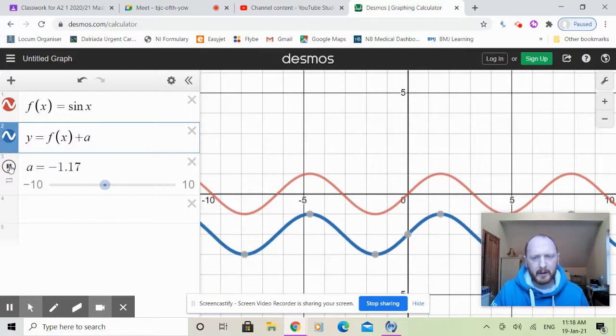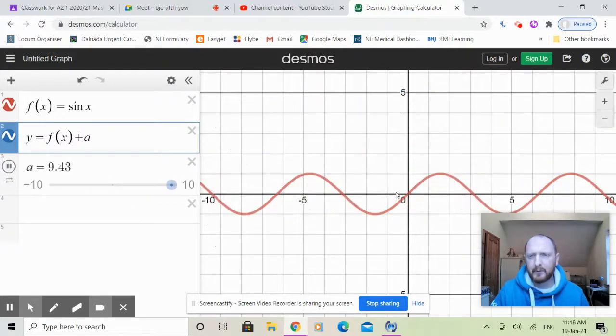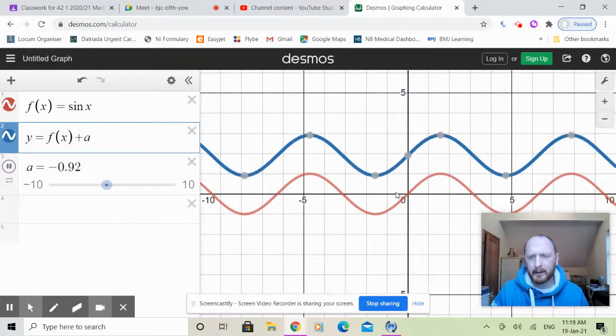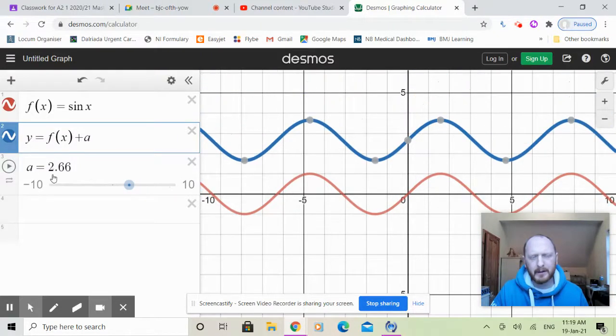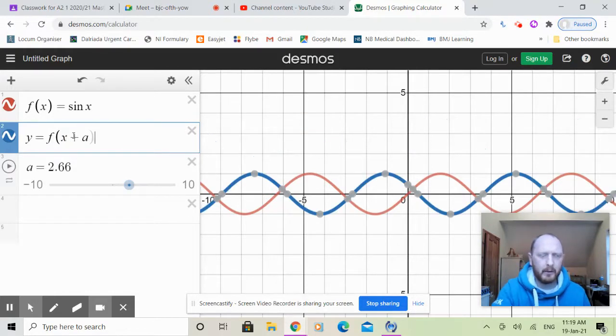So if we just press play, what we can see is that the graph will move up and then move down. So it's not being shifted horizontally in any way, it's just being moved vertically up and down by that value. So if it's a positive number, it's being moved up, and if it's a negative number, it's being moved down. Now let's see what the effect is whenever a is inside the bracket.